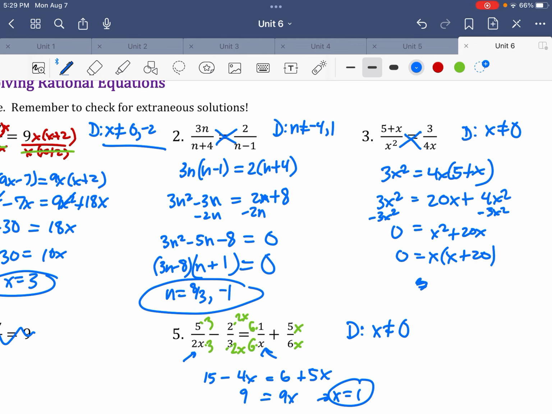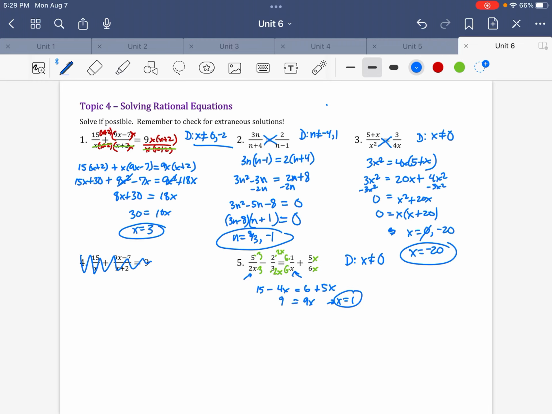So I get x equals 0 and -20. But look here, x can't be 0, so I can't have that. So x equals -20. That's my only solution that I will accept. All right, and that's how you solve rational equations. Bye-bye.